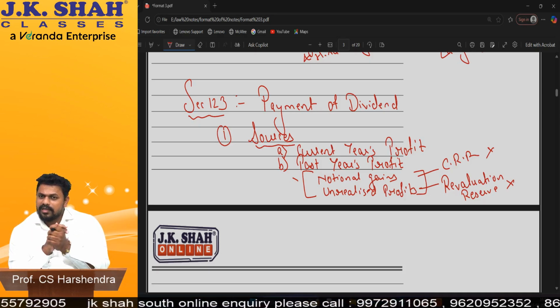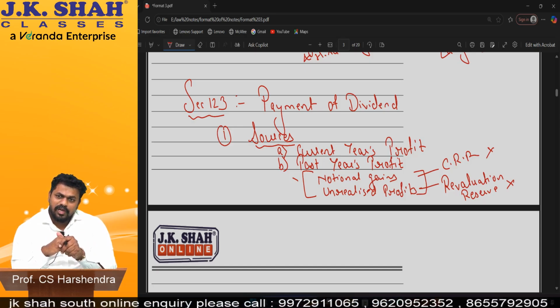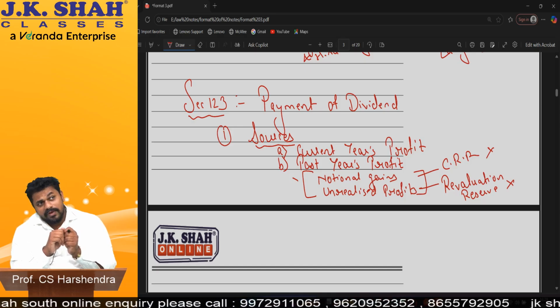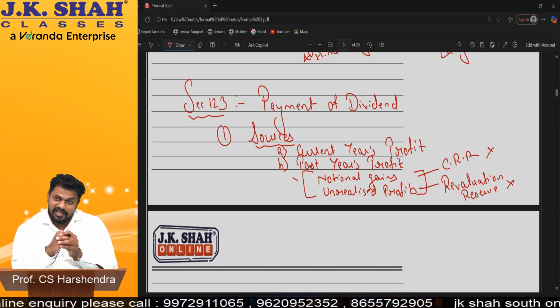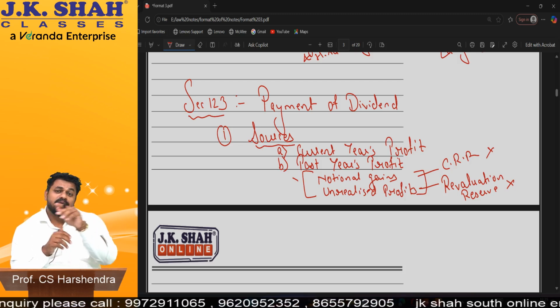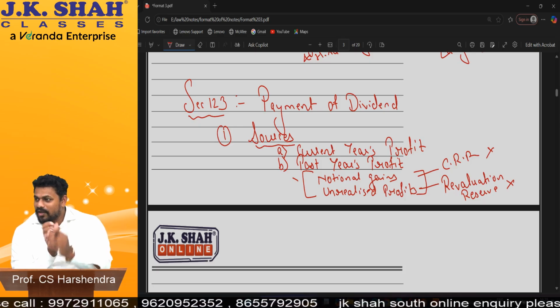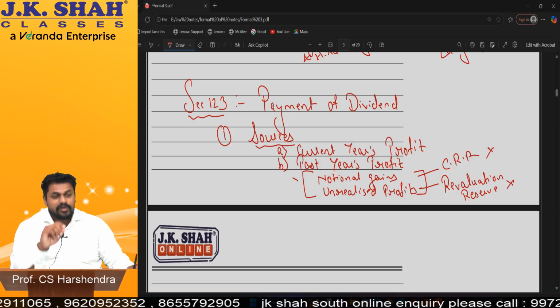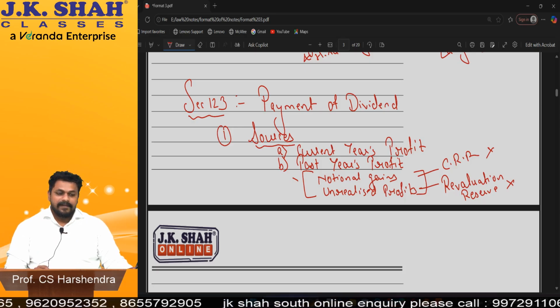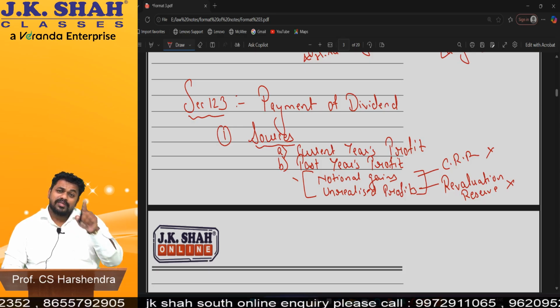Foundation you had, right? And I think graduates have also done redemption of preference shares in graduation. So when you redeem preference shares from free reserves, an equivalent amount has to be transferred to CRR. And CRR can be utilized only for one purpose. You know which purpose? Bonus issue. Okay. So I have one question for you guys. Why is CRR created? And why can CRR be utilized only for bonus issue?